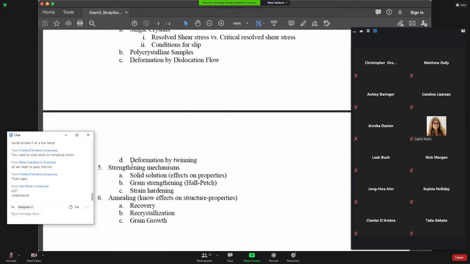We also briefly talked about another mechanism of deformation, which is twinning. And you'll learn a lot more about that when you all take your mechanical behavior course with, excuse me, Dr. Kraus.